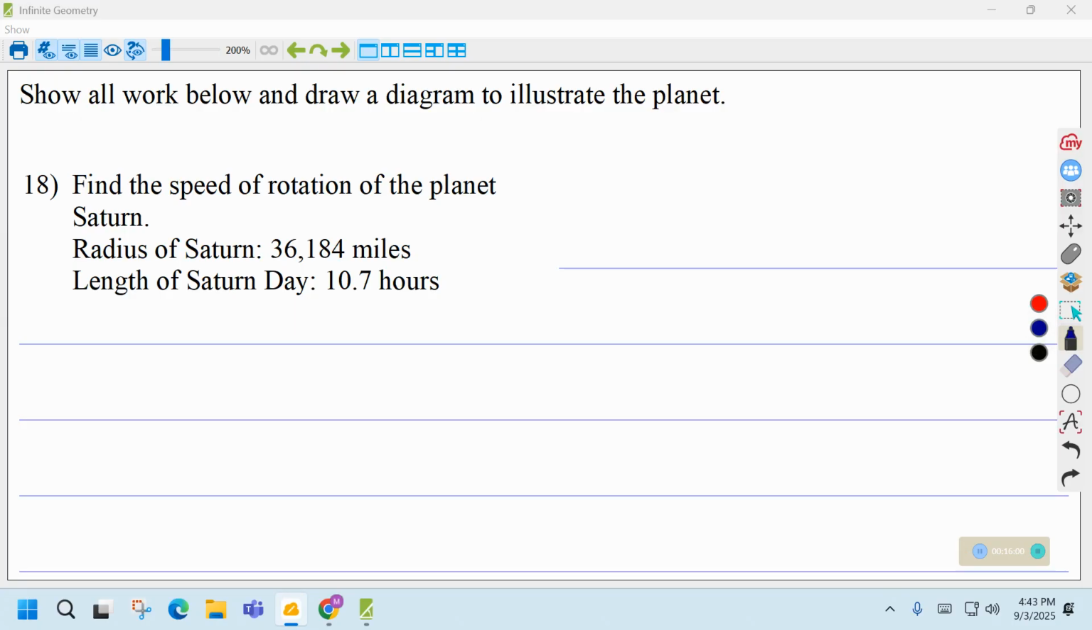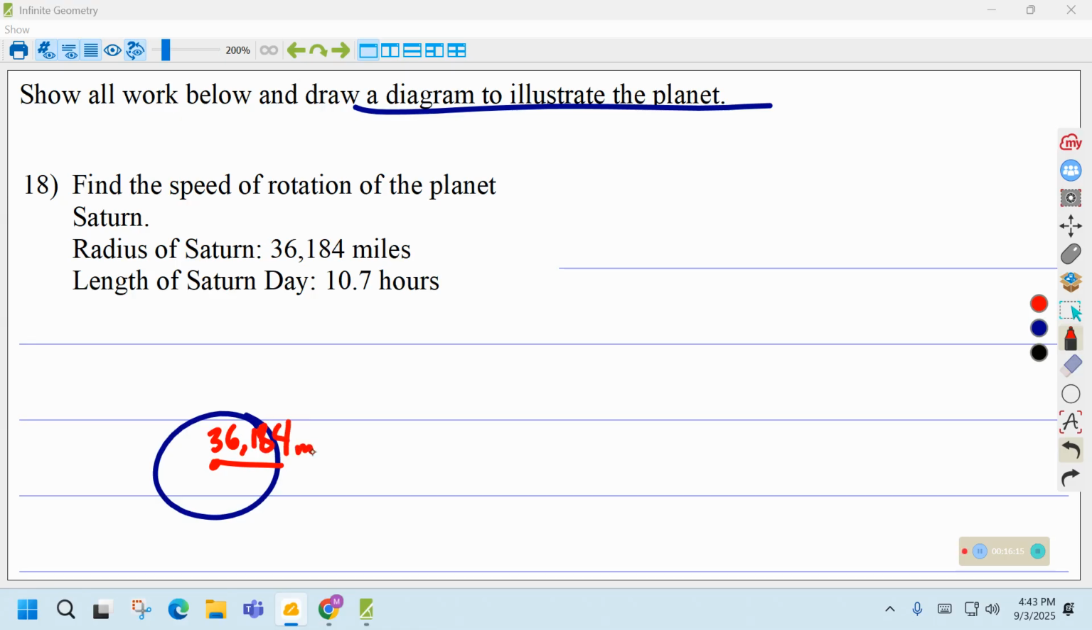is recall the idea. Like it says, draw a diagram to illustrate the planet. Okay, so the planet of Saturn, we're going to draw right here. Okay? And the radius of Saturn is 36,184 miles. So we have that right there. I guess I could have made my circle a little bigger, but the idea is there. We have our circle, okay?